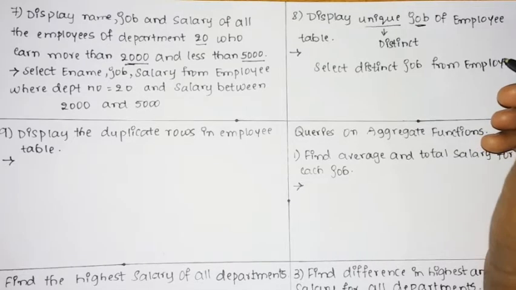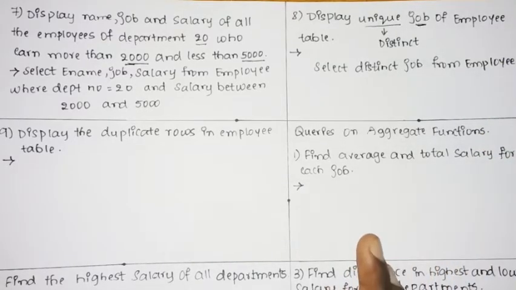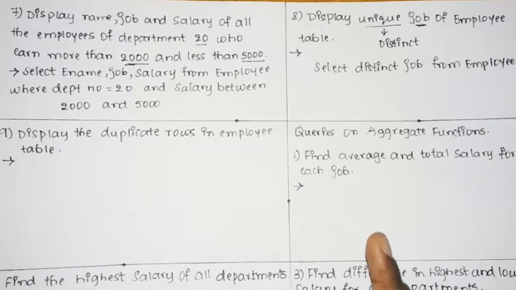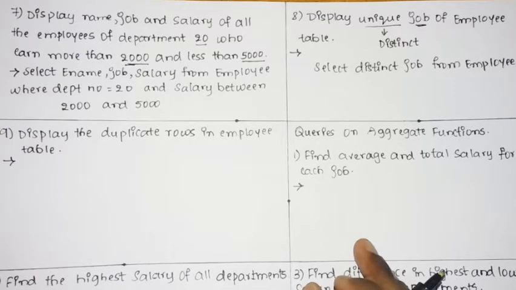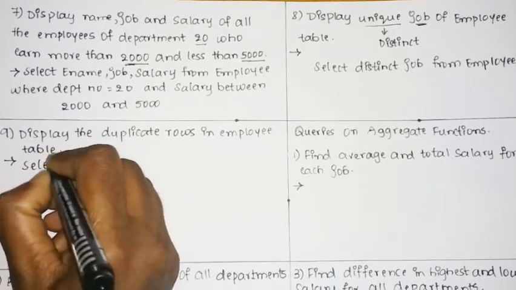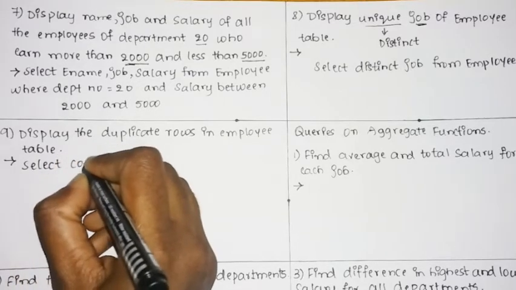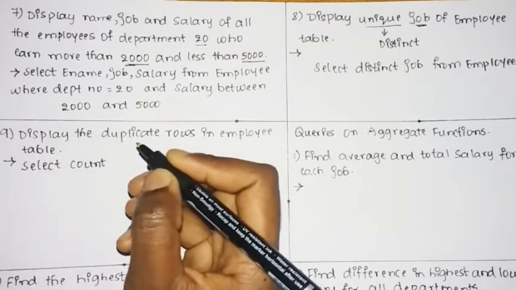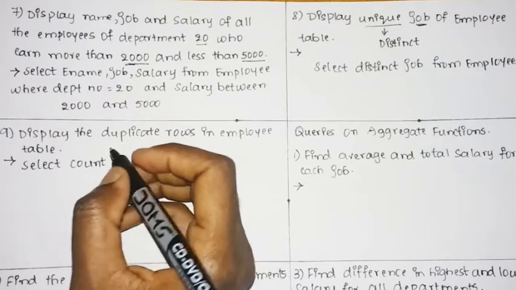Similarly we shall see the next question, that is you need to display the duplicate rows in the employee table. In order to display the duplicate rows in the employee table, first you need to count. So the first step is you need to count it. Like how many rows are there, you need to count the entire row.